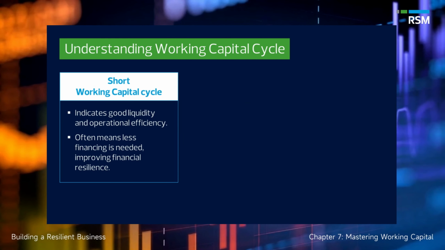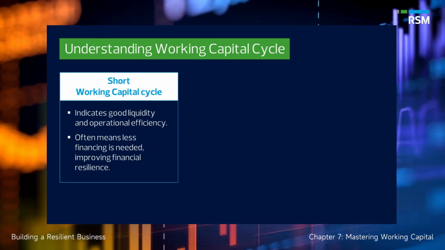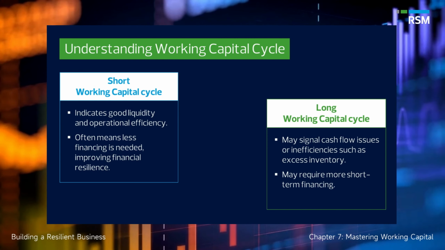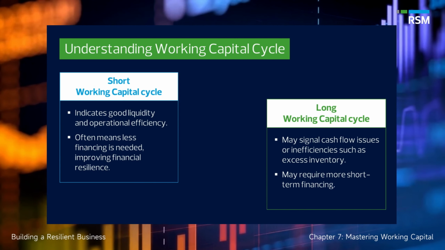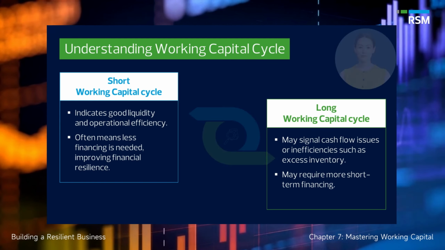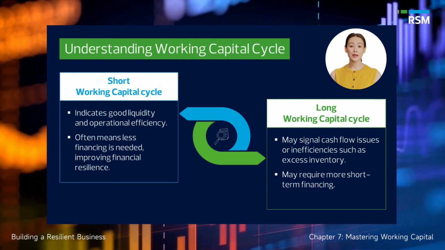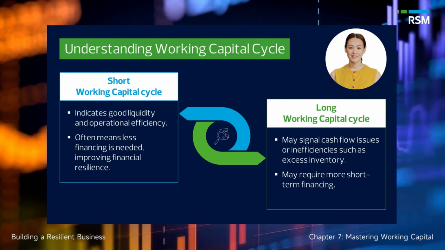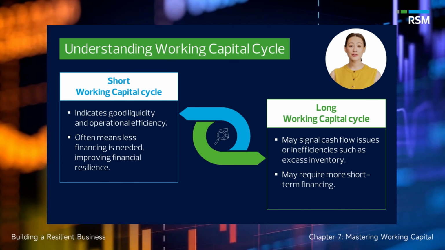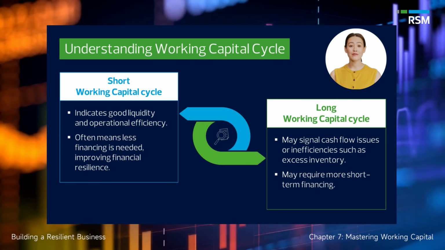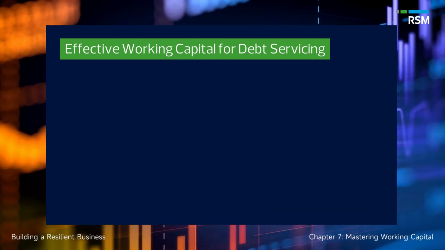A shorter working capital cycle indicates that the business is efficiently managing its cash flow and often means less financing is needed, while a longer cycle might suggest that cash is tied up in the process for too long and in turn may require short-term financing. Overall, the working capital cycle highlights cash flow management and potential operational improvements. By managing the inventory, accounts receivable and accounts payable components effectively, businesses can improve liquidity and reduce the need for external financing. Working capital management also has a direct impact on a company's ability to service its debt.